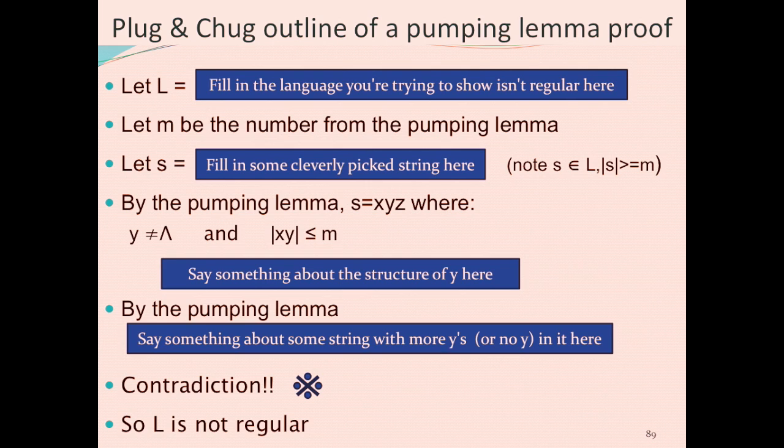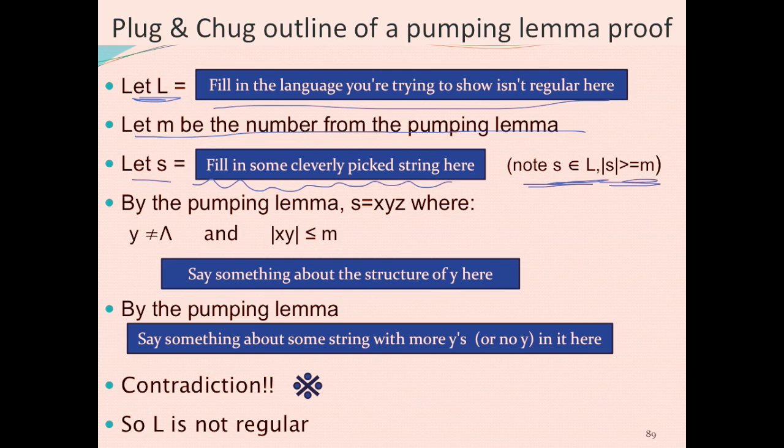Now here's what I call my plug and chug outline of a pumping lemma proof. Okay? Here's how you can do any pumping lemma proof for regular languages. You start and you write, let L equal, and whatever your language is, you write it there. And then you write exactly what it says here. Let m be the number from the pumping lemma. Let s equal, now you've got to put something smart in here. But you always have to make sure you say, look, s is in my language, and the length of s is greater than or equal to m.